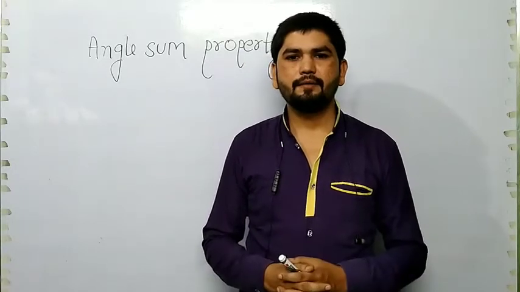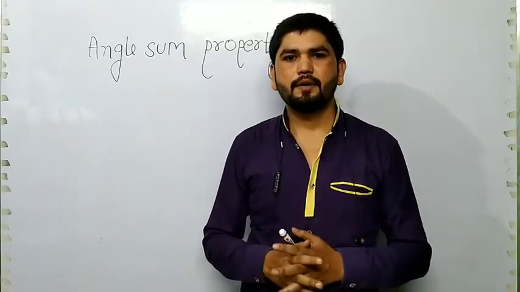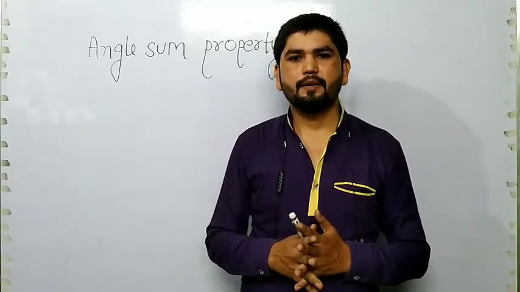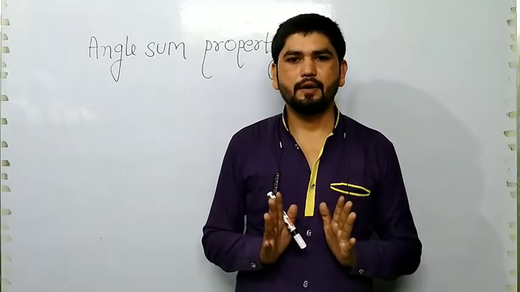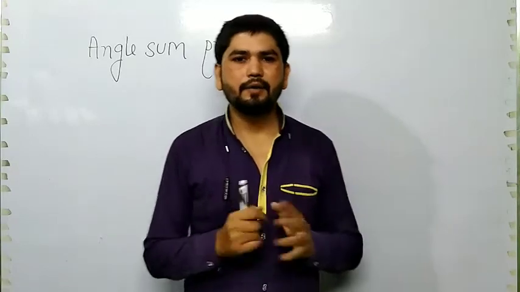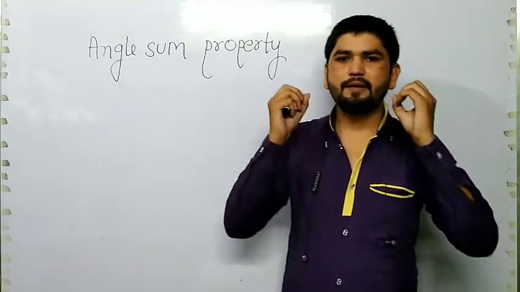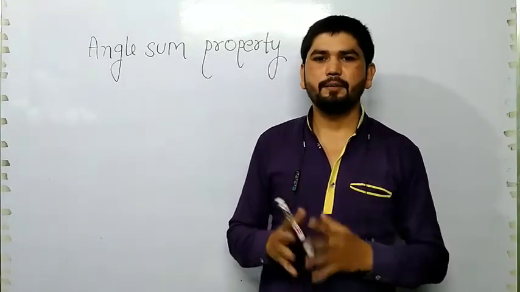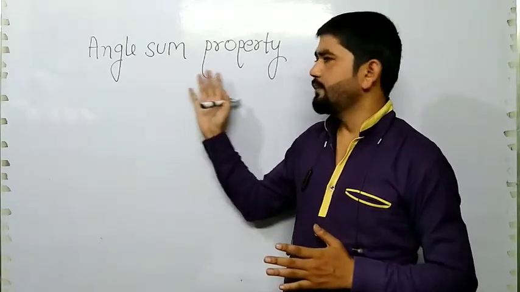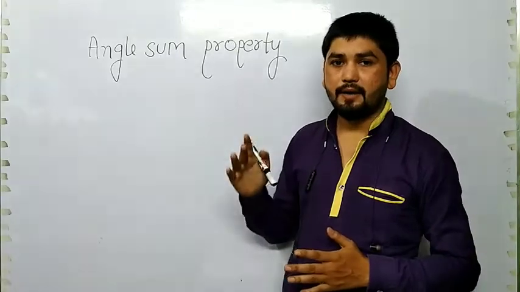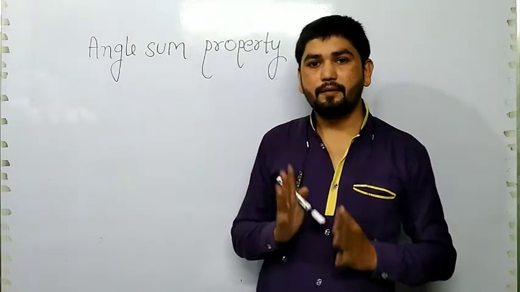Okay, so just now we have studied the theorem: if opposite angles of a triangle are equal, then their opposite sides will also be equal. Now the next very important theorem, which you have been using from previous classes: the angle sum property of a triangle.